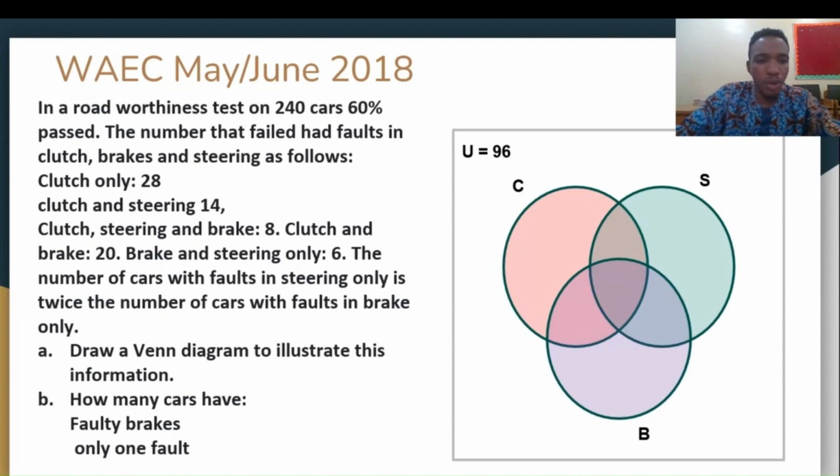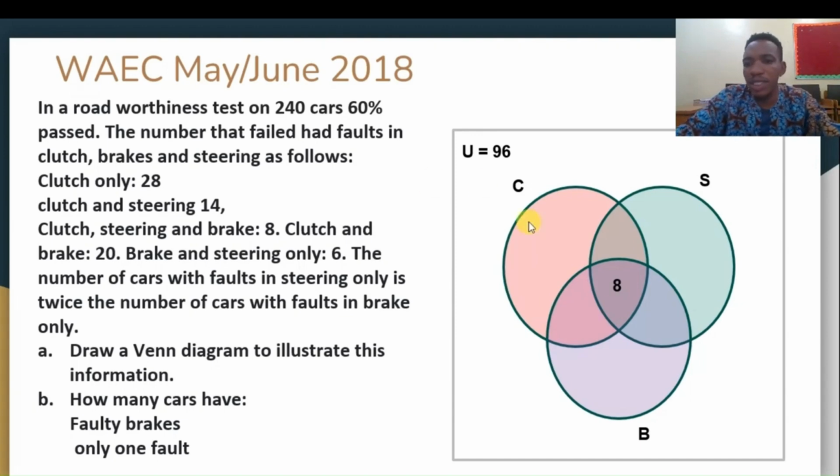Okay. So now let me go to the question and read what I have. I have clutch only to be 28, clutch and steering to be 14, clutch, steering, and brake to be 8, clutch and brake to be 20, brake and steering only is 6. The number of cars with faults in steering only is twice the number of cars with faults in brake only. Let's start with the middle. This should be cars that have faults in clutch, steering, and brake. So clutch, steering, and brake is 8. So let's fill that in here. We have 8 for clutch, steering, and brake.